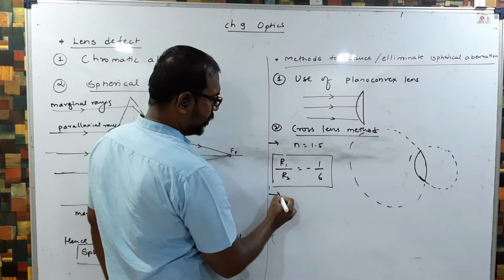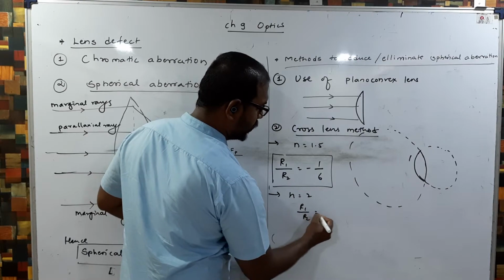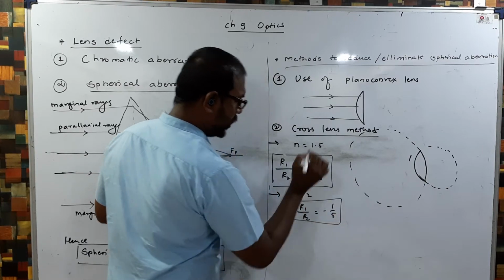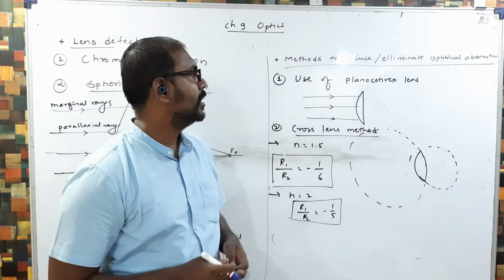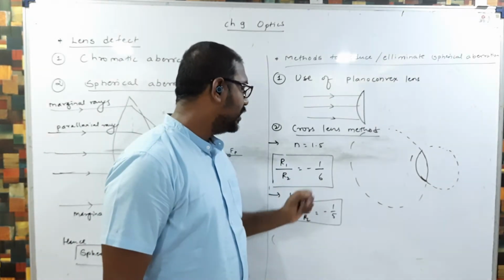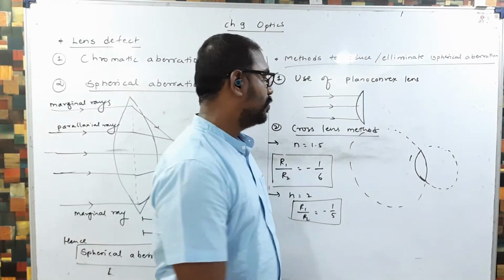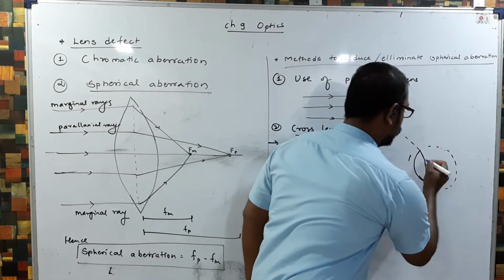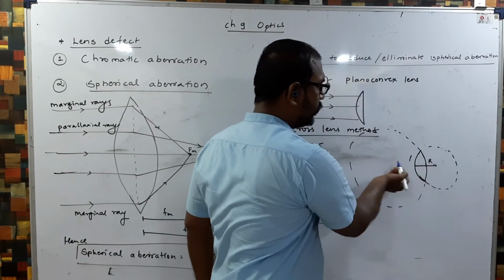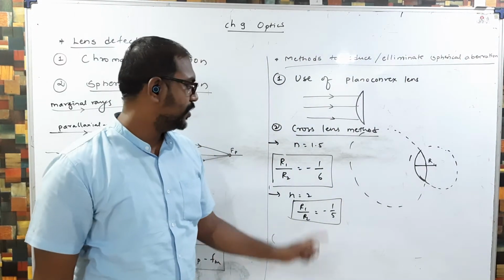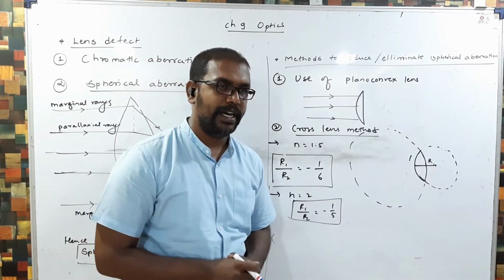This is just one example. If I consider the refractive index to be 2, then the ratio R1 by R2 is minus 1:5. We have to use such a combination of radii of curvature to minimize spherical aberration. Why did I write the minus sign? By sign convention, R1 is on this side and R2 is on the other side, so I used the minus sign, or you can consider the magnitude only. 1:6 is the magnitude of R1 by R2.